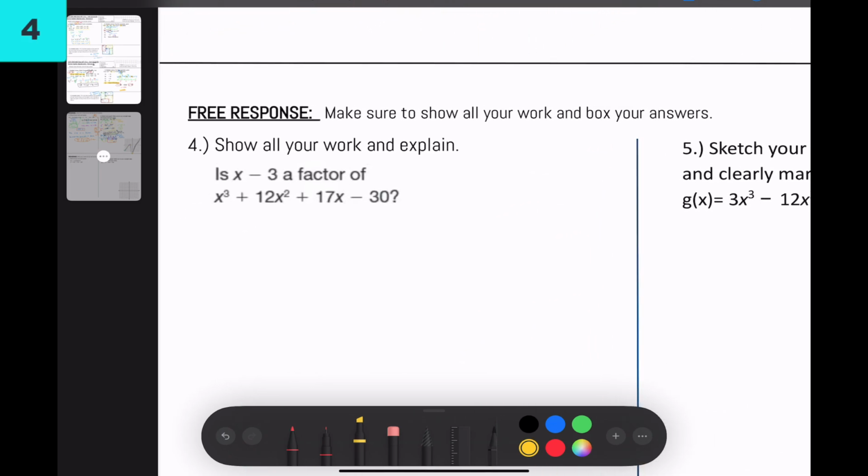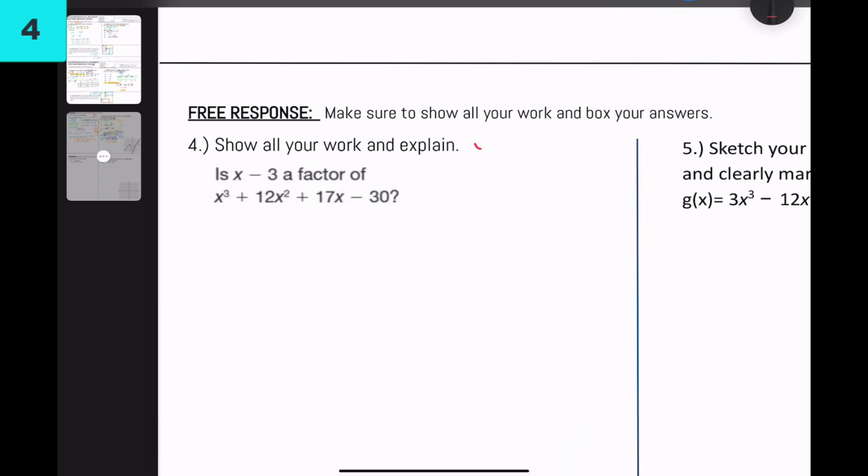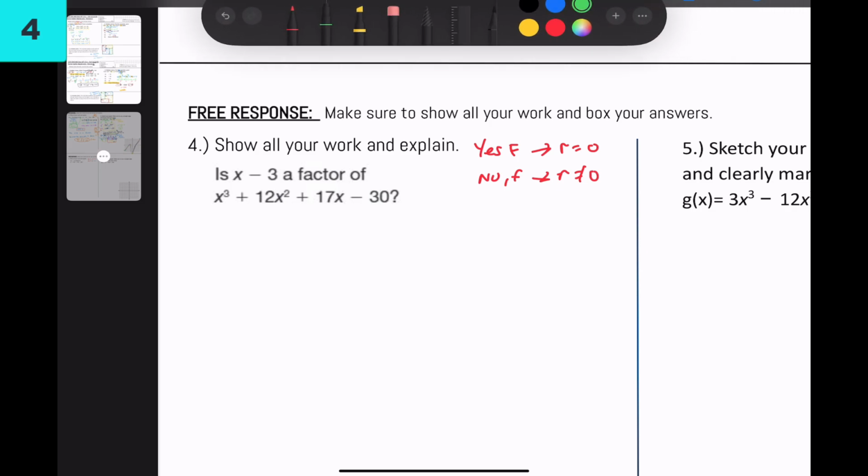Let's go over here. This question is asking us, show all your work and explain, is x minus 3 a factor? Remember, you can do a couple of things. All you need to know is, yes, it's a factor if the remainder is equal to 0, and no, not a factor if the remainder is some other number besides 0. So we can find the remainder using long division, synthetic division, the box division, or the remainder theorem. I'm going to show you guys synthetic.